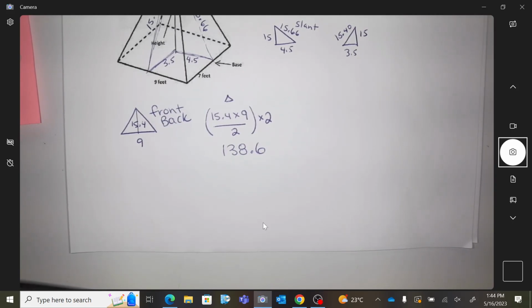Okay, do you see how nice and organized this is? I like organized math work that's easy to follow.